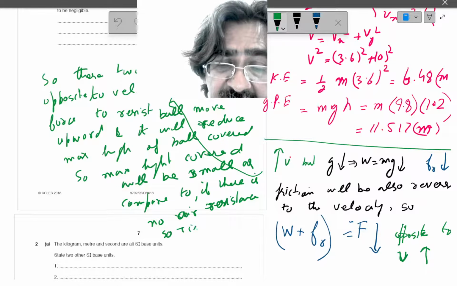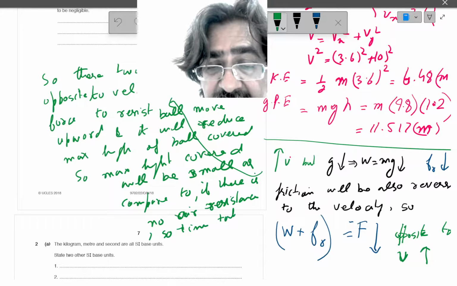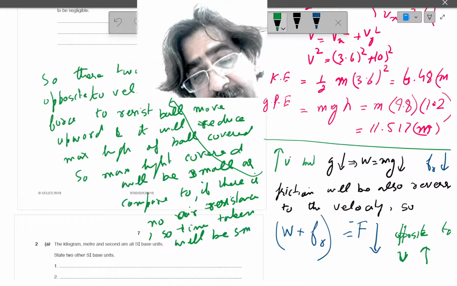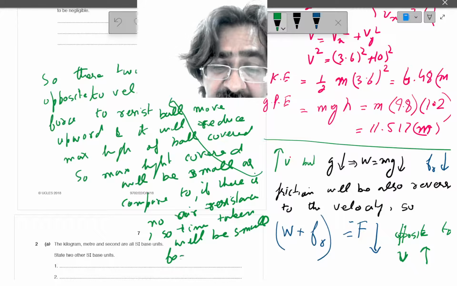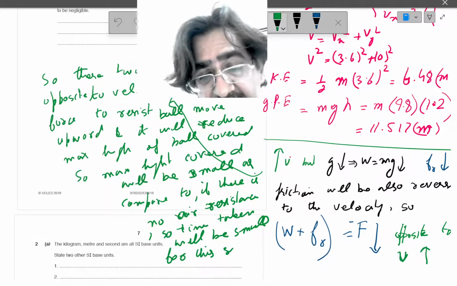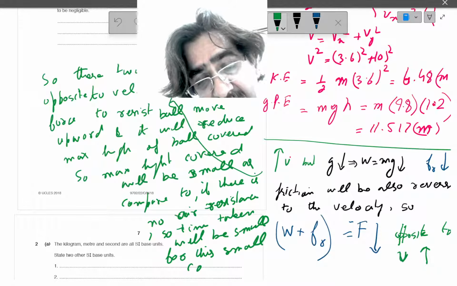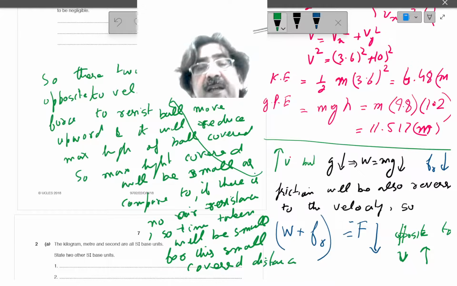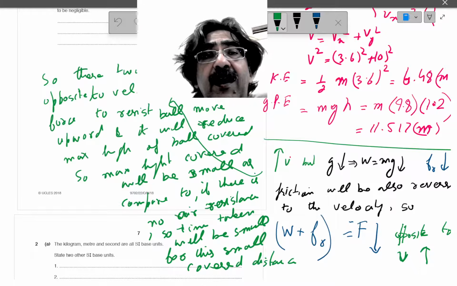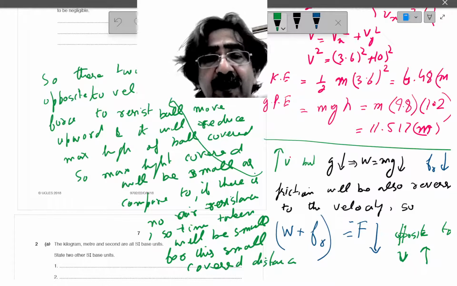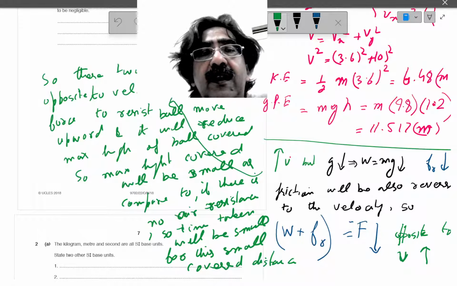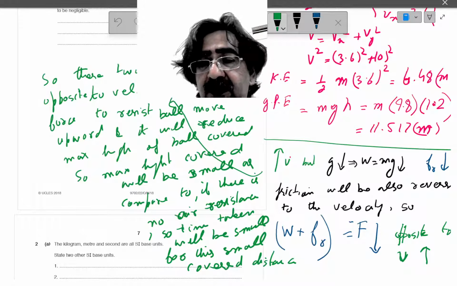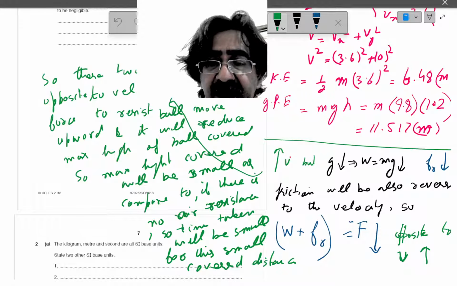So the time taken will be small for this smaller covered distance. That is very important. The distance, or maximum height, is small, so it will take less time to reach this maximum height. Actually, it is a confusing question, but now I think it is very clear.